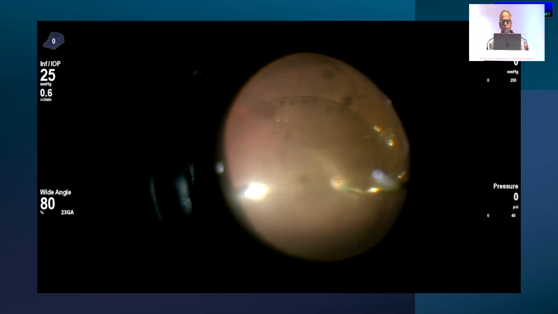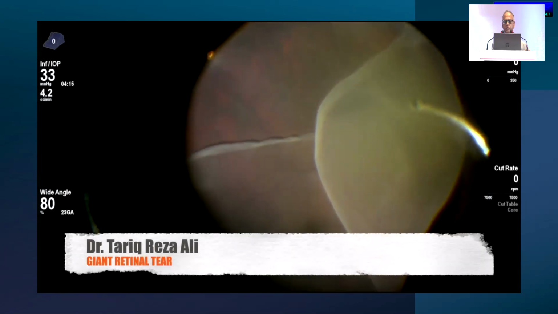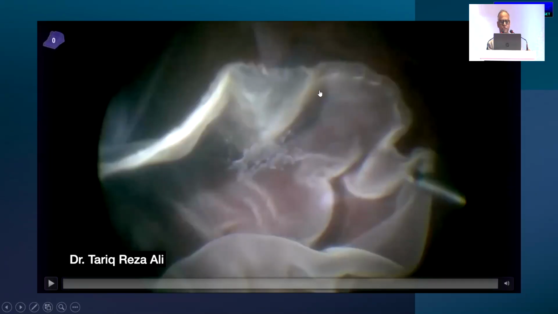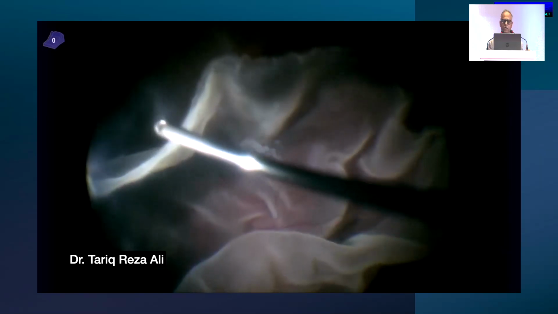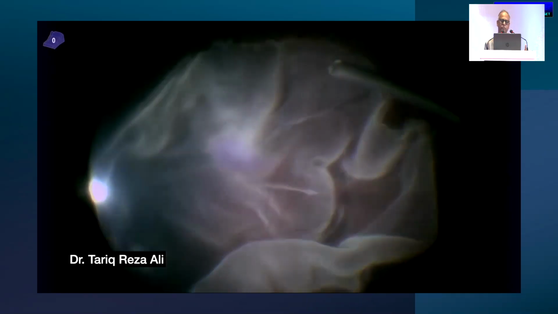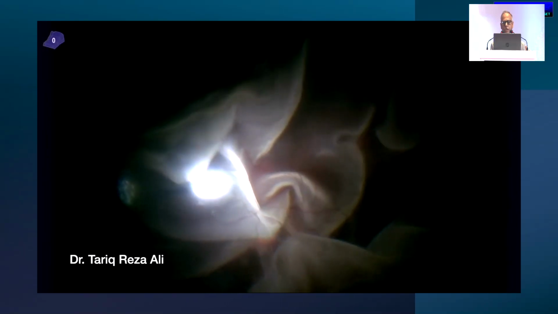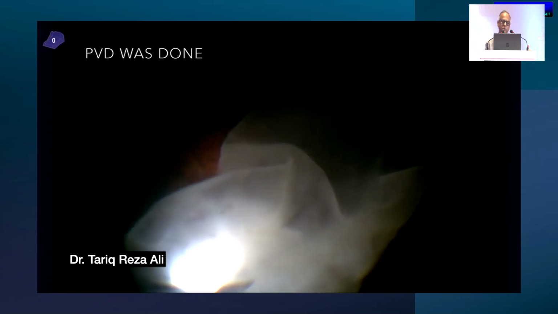And aspiration of all fluid, and you have to keep your tip very close to the break so that there is no slippage. This is another case. This was a pediatric case, and you see here that posterior vitreous detachment was not there. Surprisingly, the posterior vitreous was not detached. So we had to remove this posterior vitreous very cautiously, so that we do not form any other break. After this removal of the vitreous, the procedure is similar.